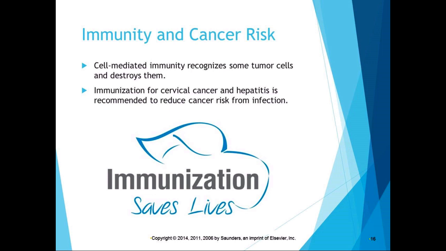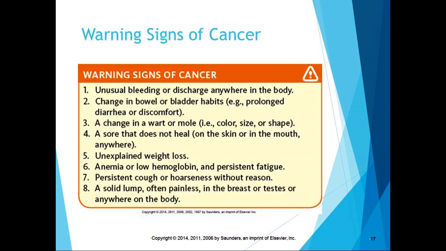So our cell-mediated immunity that we talked about in Chapter 7 recognizes some tumor cells and destroys them. It just says, oh, this thing's out of hand, I got to get rid of it. We can get immunization for cervical cancer and hepatitis to reduce cancer risk from those infectious agents. As with many other immunizations, immunization saves lives. So it's important that we get these things.